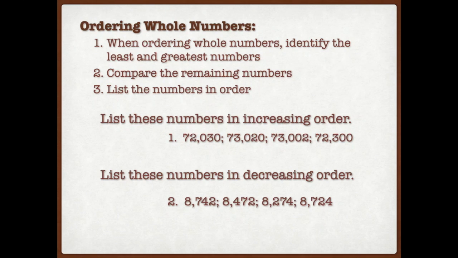Now the next part here is putting whole numbers in order. When we order whole numbers, we're going to identify the least and the greatest number. So I want to look at all the numbers, find the smallest, focus on that one first, then find the greatest one, and then focus from there. I'm going to compare all the rest of the numbers in between, and I'm going to list them in order. Now, something that's important, if I say the word ascending, it means it's getting bigger. Now, descending means it's getting smaller. So ascending, I'm going to start smallest to biggest.